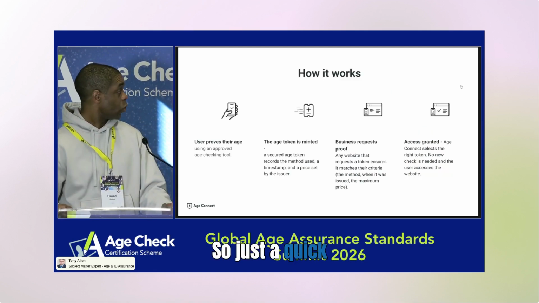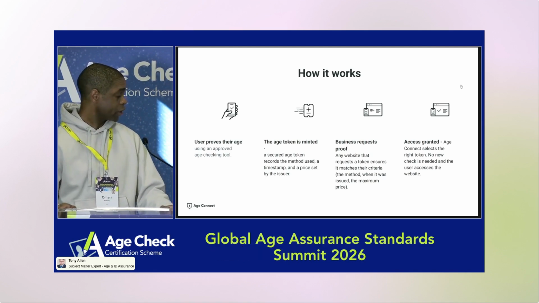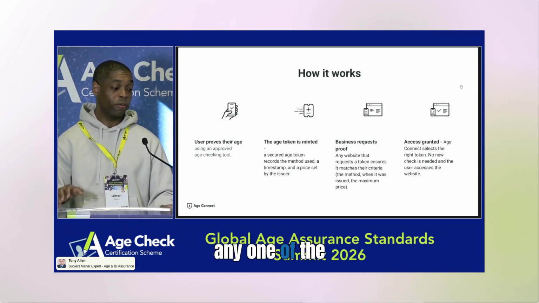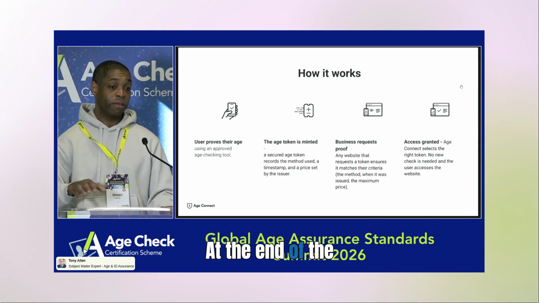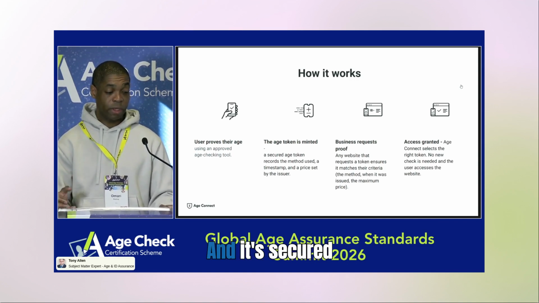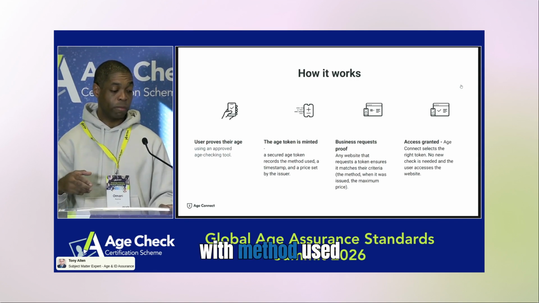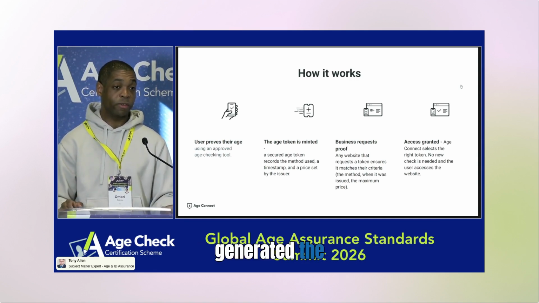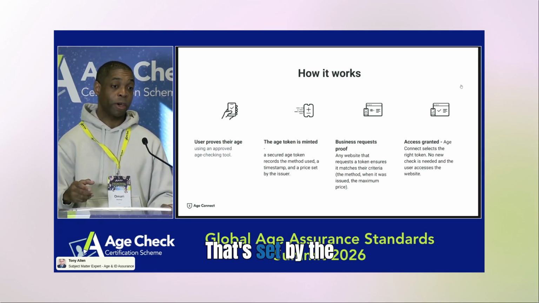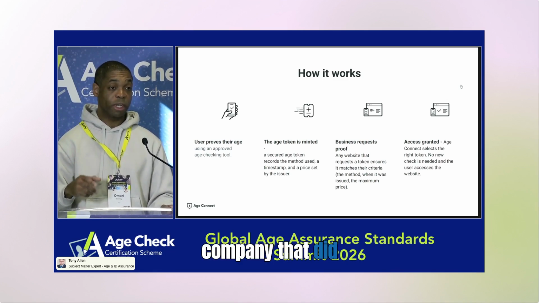So just a quick overview of how this all works. As we have today, a user proves their age. They go through any one of a number of flows. At the end of the journey, they're asked if they want to save that verification. And at that point, an age token is minted, and it's secured with the method used, when it was generated, the cost of reusing that token. And that's set by the company that did the original verification.